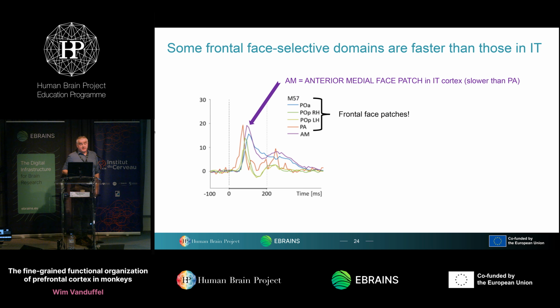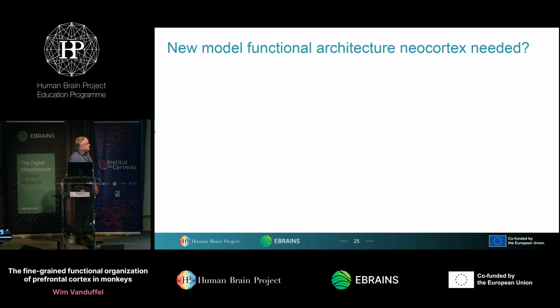You can then also compare selectivities, and quite surprising to us, we see that here in purple, this is the response in an area where we recorded from all these different face selective patches in IT, which is slower than some of these frontal patches. This means that the traditional view that information passes from infratemporal cortex to frontal cortex is not entirely true, and that there are probably several parallel pathways sending this kind of face information to both anterior infratemporal and frontal cortex. So probably evidence for multiple parallel face processing channels.